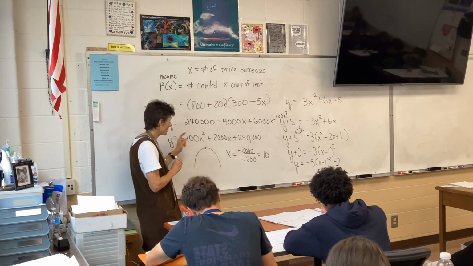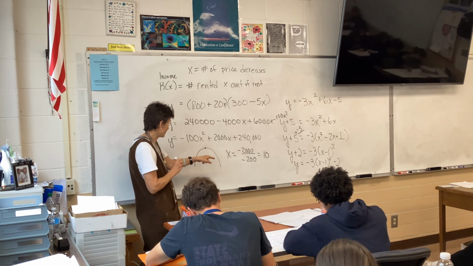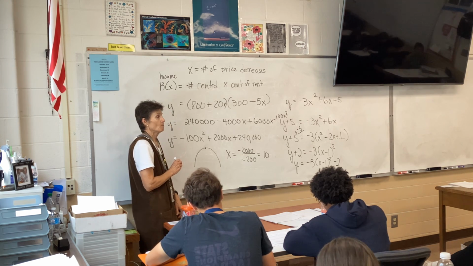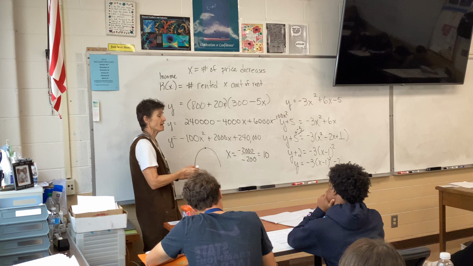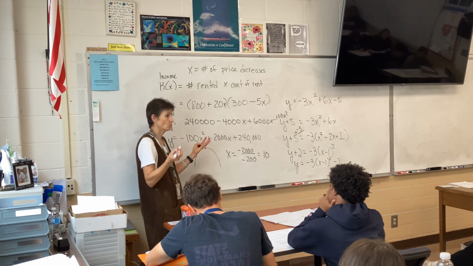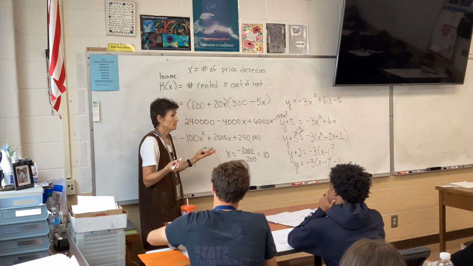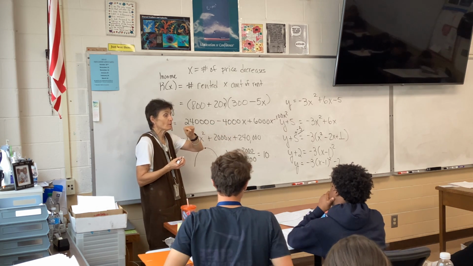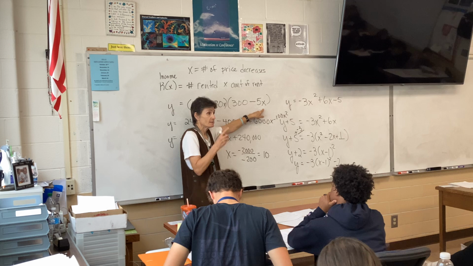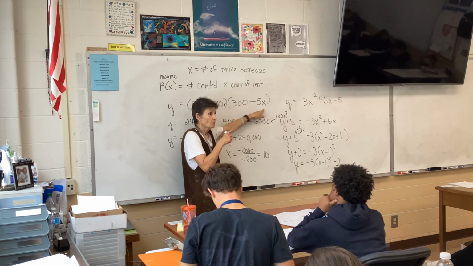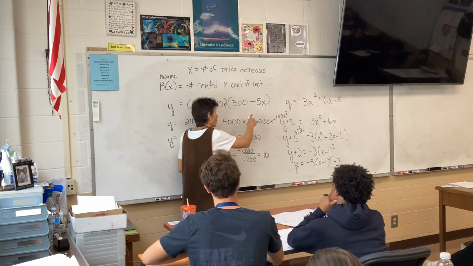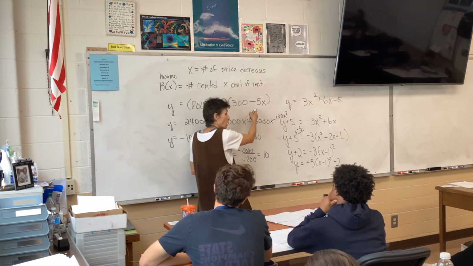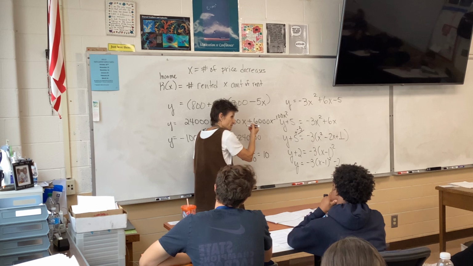Which again, if my equation's right and my arithmetic's right here, I got 10. Now, what does that 10 stand for? 10 what? $10? No, 10 times. So I am going to lower my price 10 times. Which means I'm going to lower it $50. Which means I'm going to charge $250.